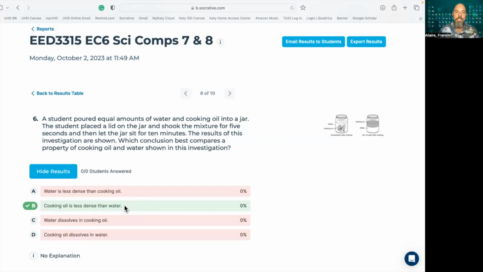Density is a measurement of the amount of stuff packed into a space. And so the more dense a substance is, generally speaking, the heavier it's going to be. So when it comes to liquids, the denser liquid is going to settle to the bottom, while less dense liquids are going to be on top. And cooking oil is less dense than water, so the cooking oil is going to be on top. That's the only correct answer to this problem.